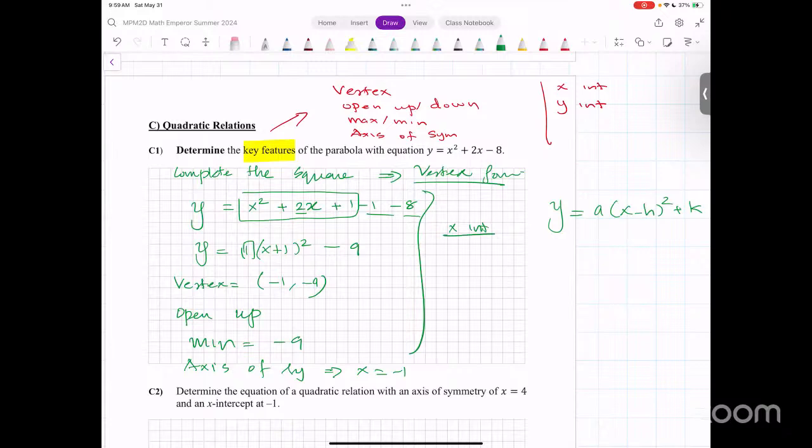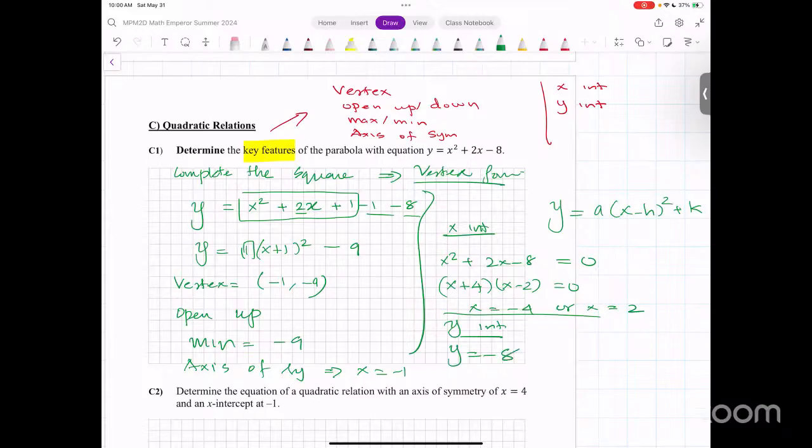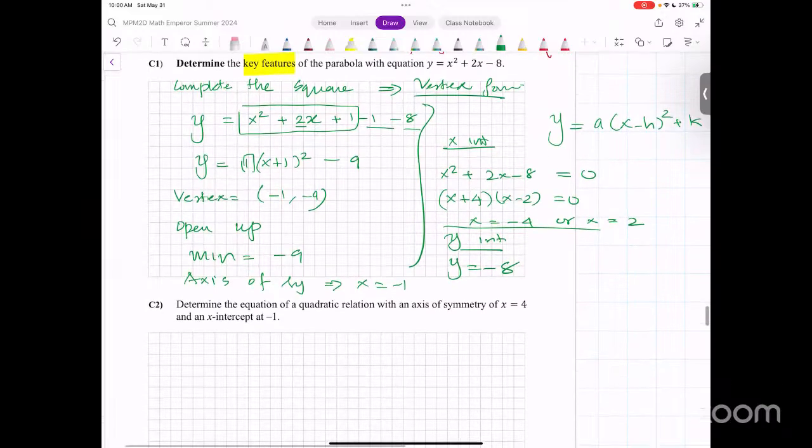So that's a little tricky. We need to set y to 0. So when we set y to 0, let's see if I can factor it. That looks like a factorable expression. So x is equal to -4, or x equal to 2. Y-intercept: when x is 0, the y-intercept is going to be -8. Are you guys following that, guys? Hello? Yeah. Okay, I did this.